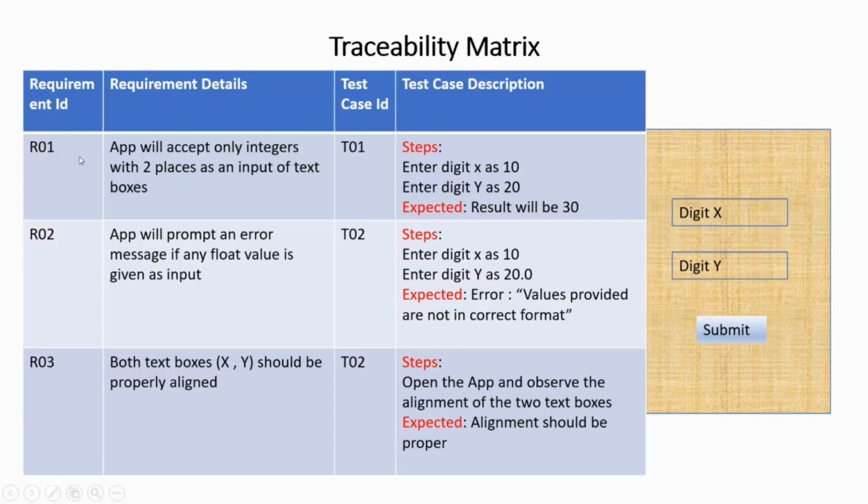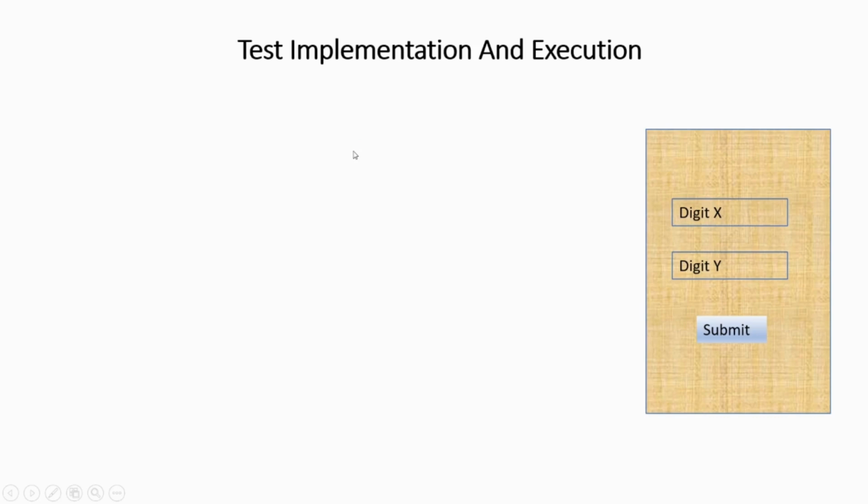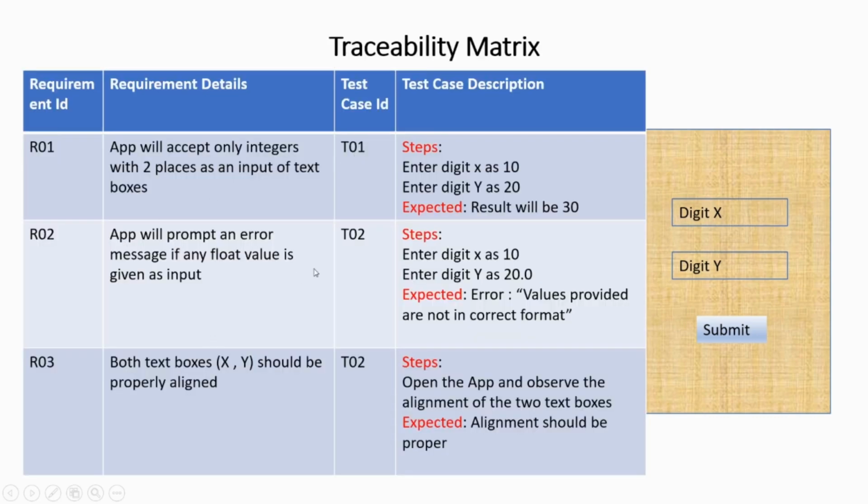So for example, for this app I have the first requirement, and this requirement is that the app will accept only integers with 2 places as an input of text boxes. For this corresponding requirement, I will write a corresponding test case. The steps are: enter digit x as 10, enter digit y as 20, and the expected result is 30. So when test cases are matched with the requirements, this table is known as a traceability matrix.